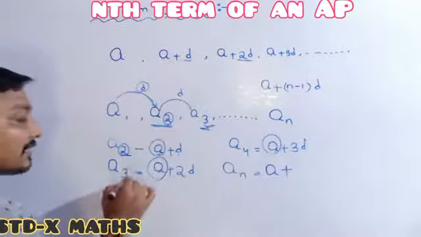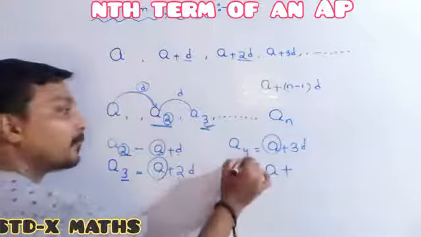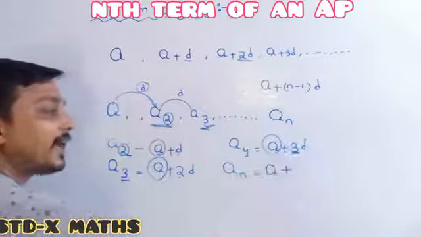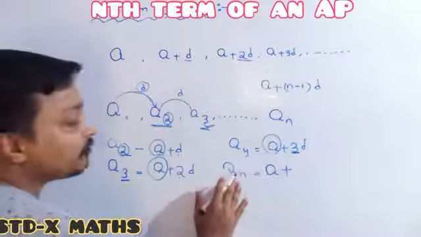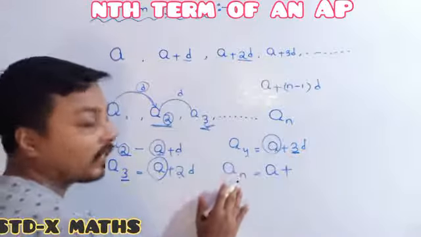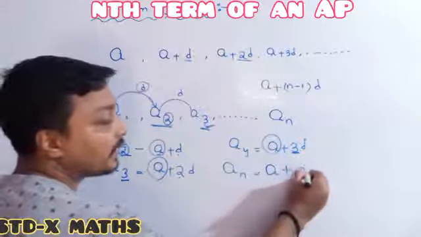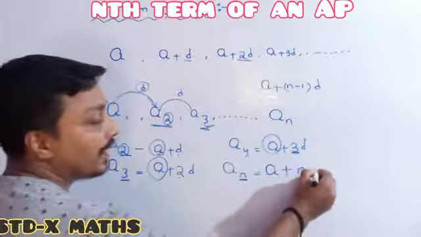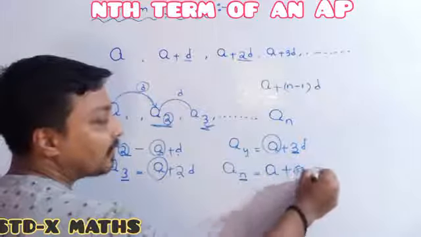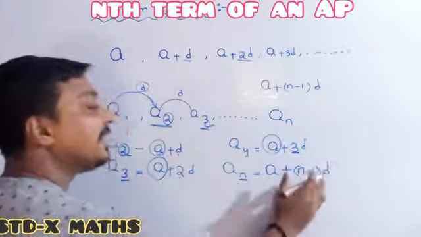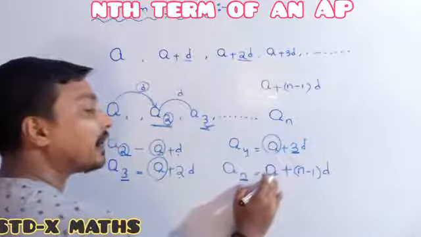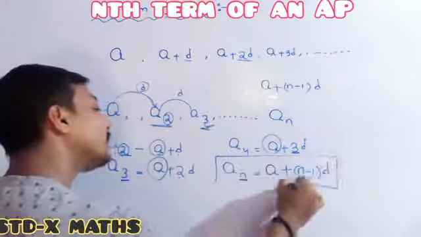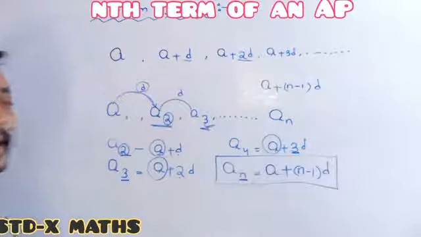Here it is third, 3 minus 1 means 2d. Here it is 4, means 4 minus 1, equal to 3, means 3d is to be added. In the same way, as we have to find the nth term, here it is n minus 1. How much is it in number? It will be 1 less than n, that much d is to be added to our first term, so that we can find the nth term.